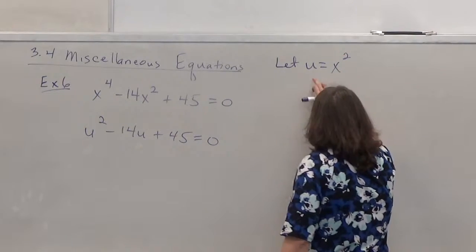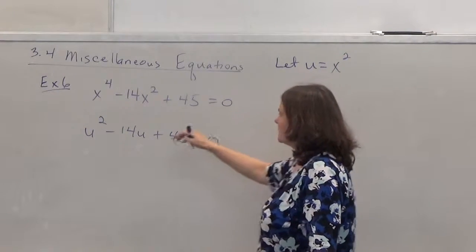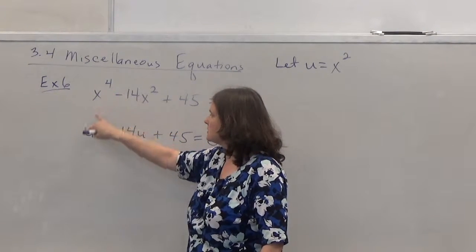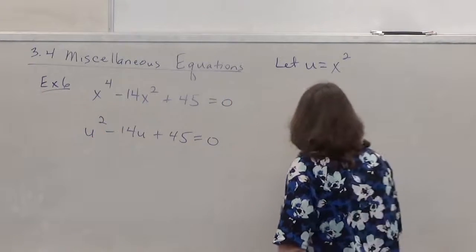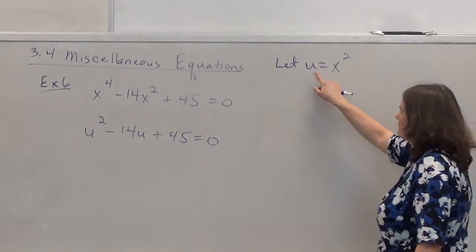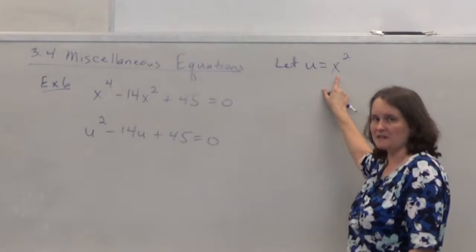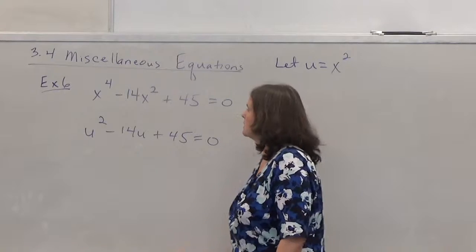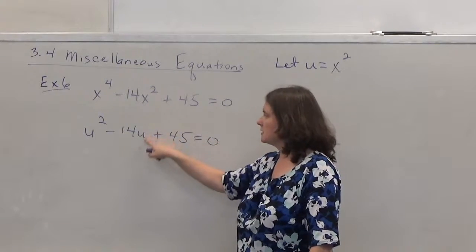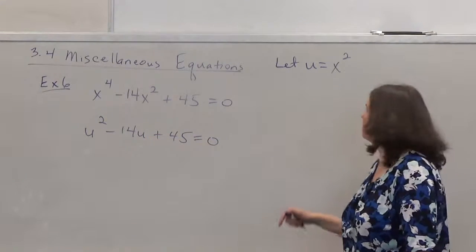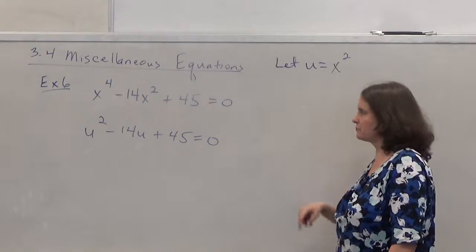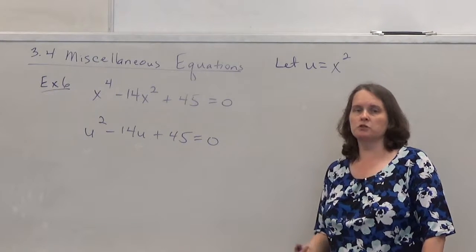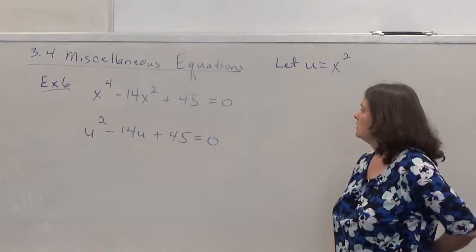Does that work? If u equals x squared, then is this equivalent to what I had originally? Is x to the fourth the same thing as u squared? Well, if u equals x squared and I square that, it would give me x to the fourth, which is what I need it to be. And then x squared is u. So in this problem, I want to choose u to equal x squared. When you're doing u substitution, the tricky part is determining how to define your u.